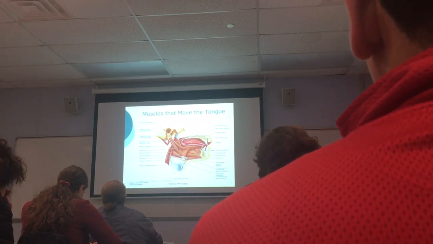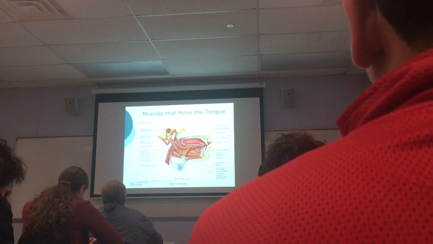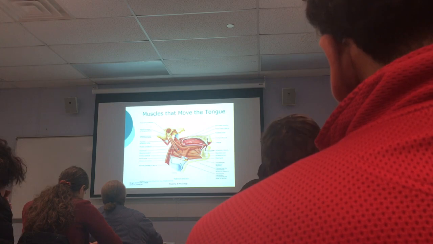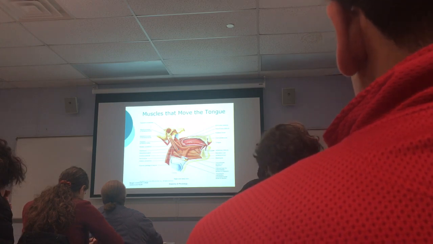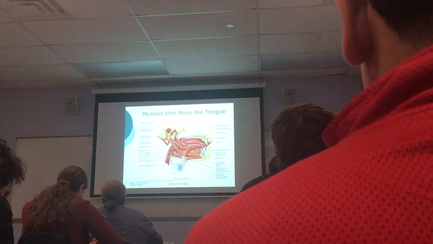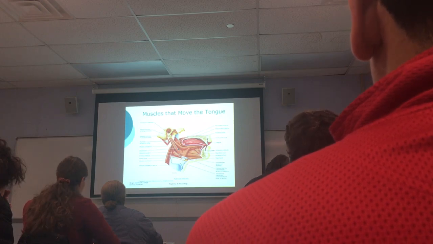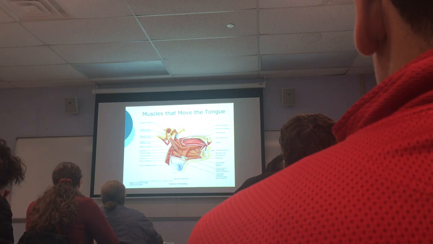Palatoglossus, palatine process, roof of the mouth, goes right under the tongue, elevates the tongue. And hyoglossus, hyoid bone to the tongue, it depresses the tongue. So it tells you where it is, you know where it is, you know what it does, because muscles pull, they don't push, okay?